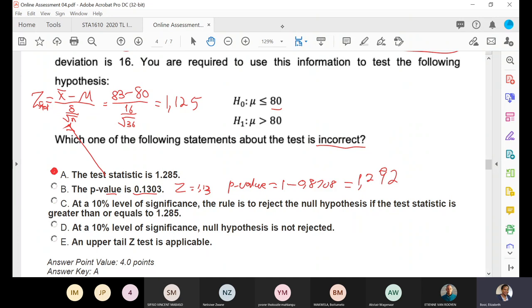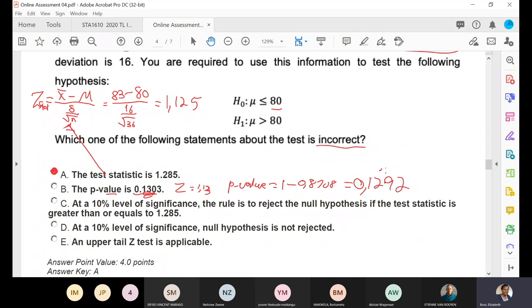At 10%, why do I have 1 comma eight, which is 0.1292. I'm gonna assume that they rounded off some way. That's how they got it, because if I round it off to 2 decimals, we'll get the same answer. But anyway, at 10% level of significance, the rule is to reject the null hypothesis.